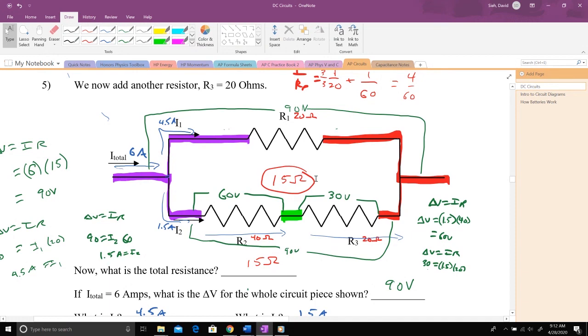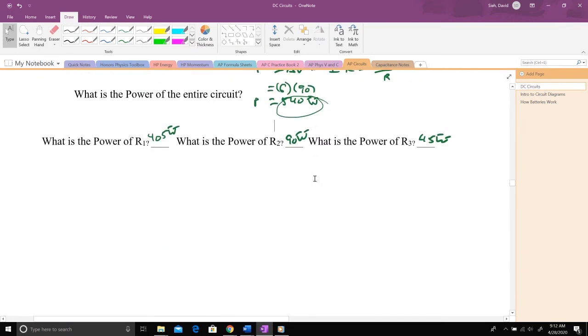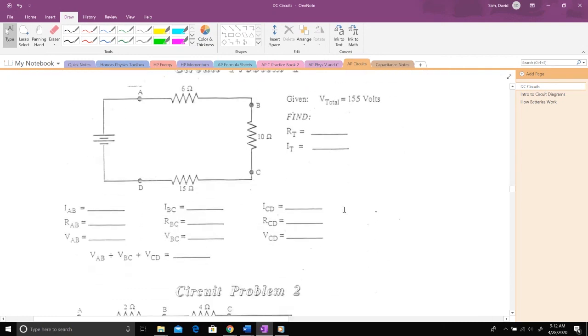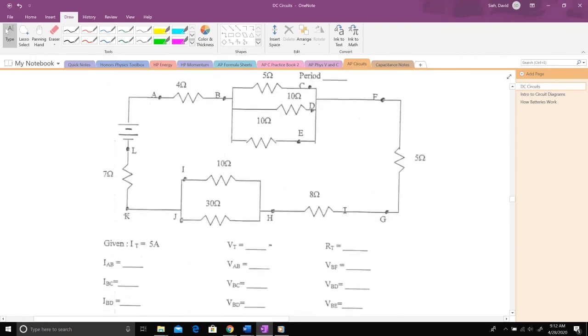That really helps. All right, I think that's going to do it for this video. Next video, we'll be taking a look at these three circuit problems and walking through them very quickly.